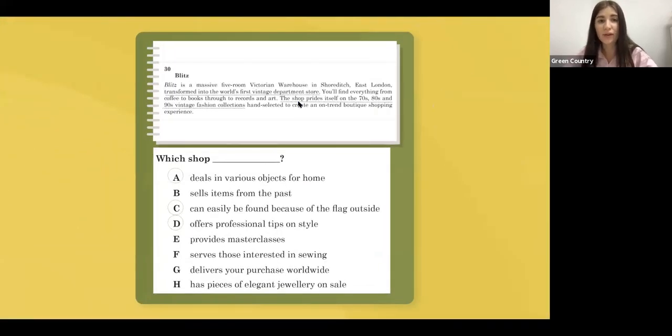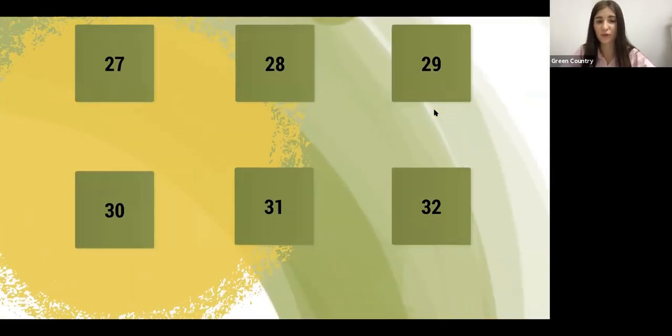Okay, 30. The next one. Samsung transformed into the world's first vintage department store. The shop prides itself on the 70s, 80s, and 90s vintage fashion collections. Okay, your ideas? Great. Yeah, it's B. Obviously, just because we're talking about the 70s, 80s, 90s, something from the past. And in the option, you have sales items from the past. But you could also, for example, confuse it with option D, because you're talking about style as well. But we have already chosen that.